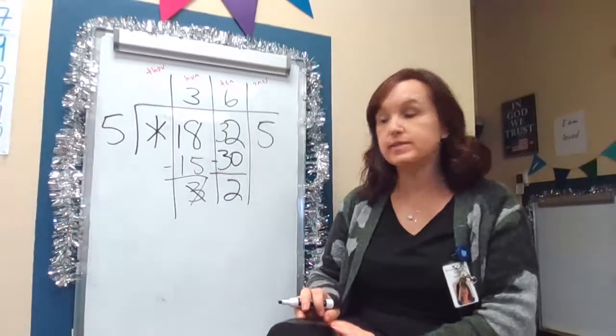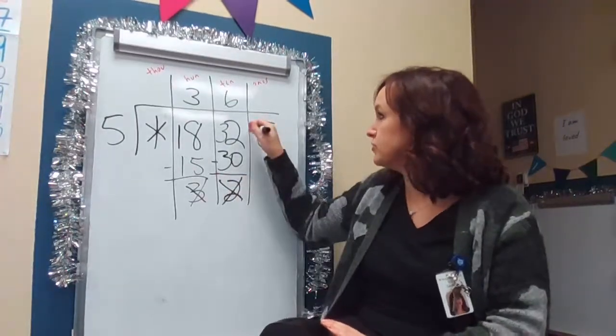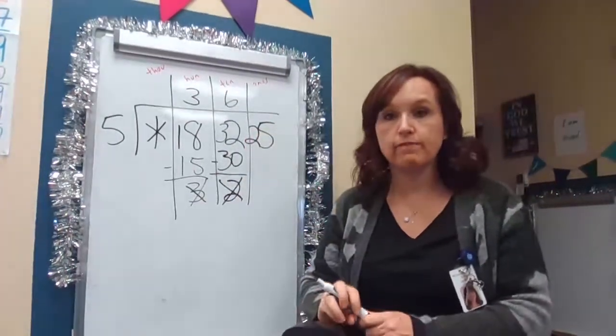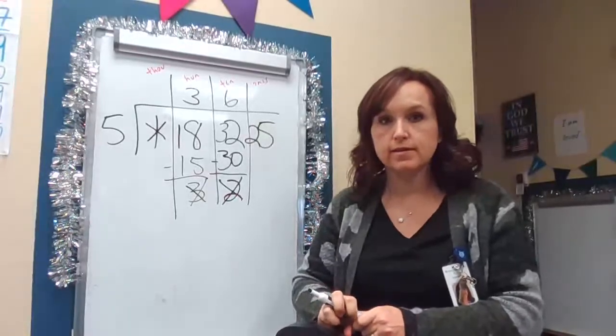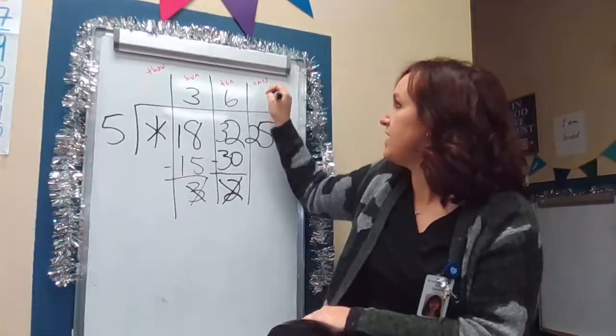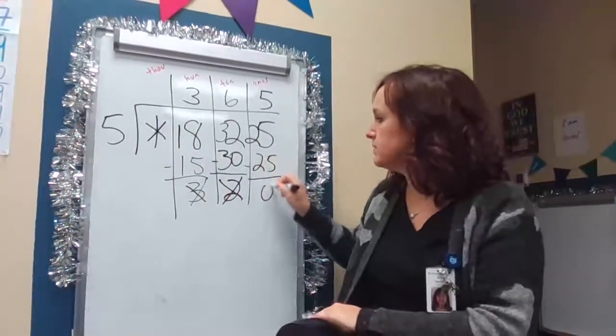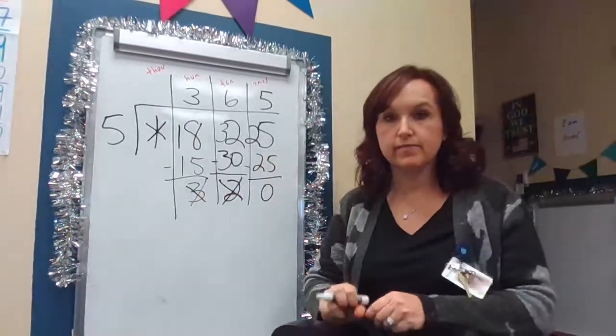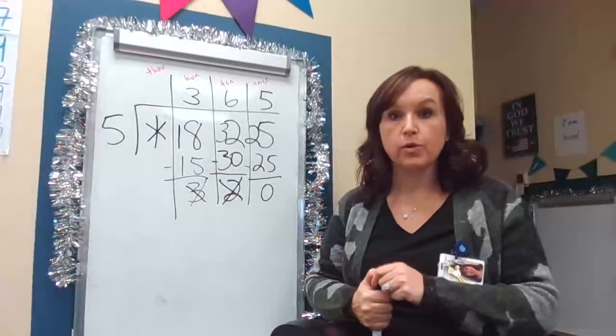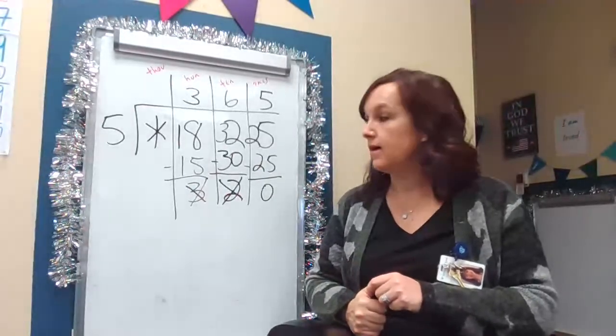I'm going to trade those tens in for 20 ones. So now I have 25 ones. And 5 times 5 equals 25. So I'm done. All right. We're going to work on this all week.